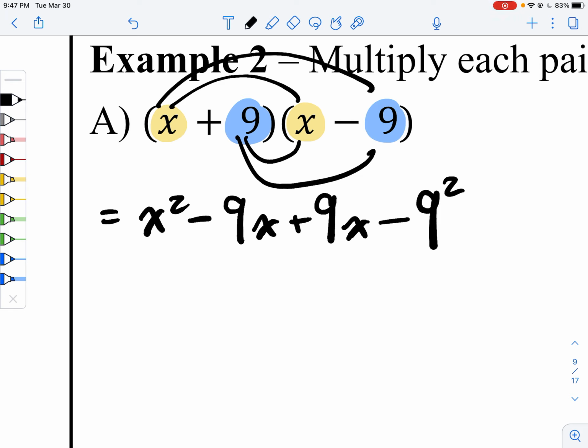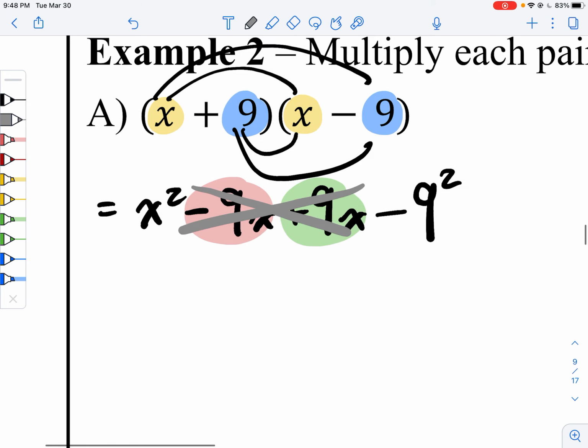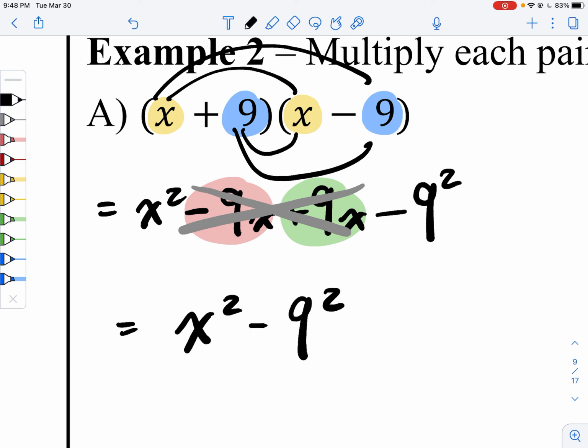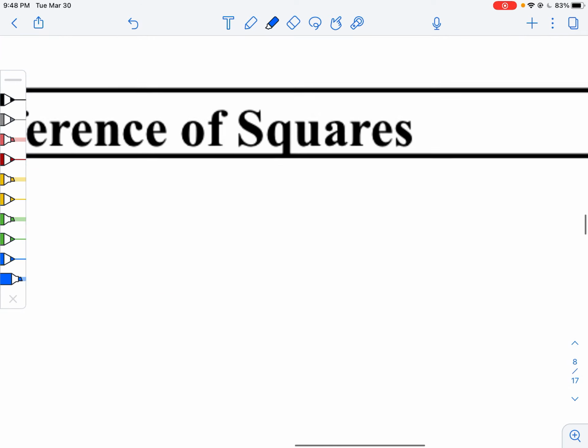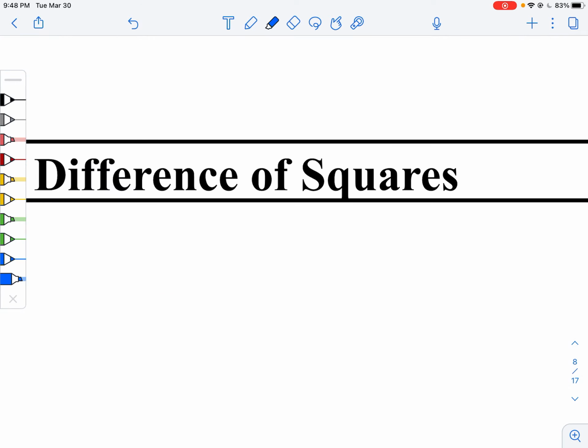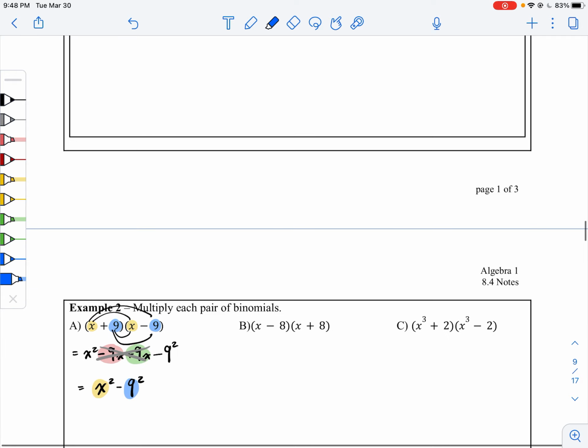I'm going to leave it like that. Because look, minus 9x plus 9x, they cancel each other out. Whoa. And all we're left with is x squared minus 9 squared. And that's kind of what we started with, right? We have x and a 9, and it's just the difference of their squares. Check that out, okay? So that's our second shortcut.